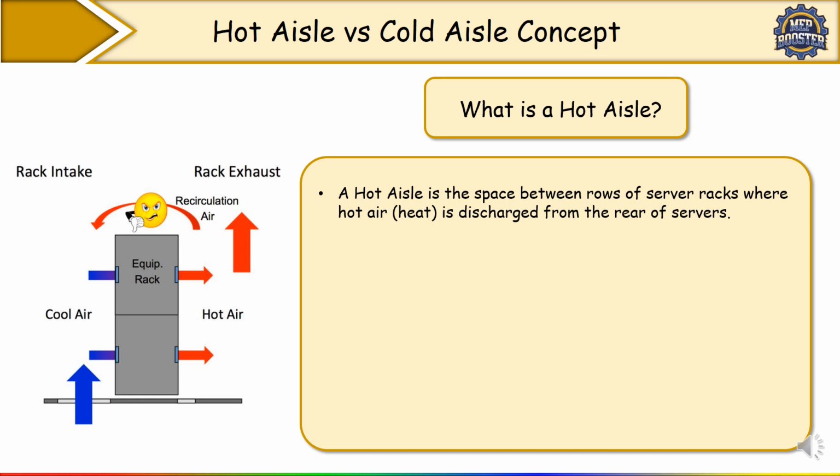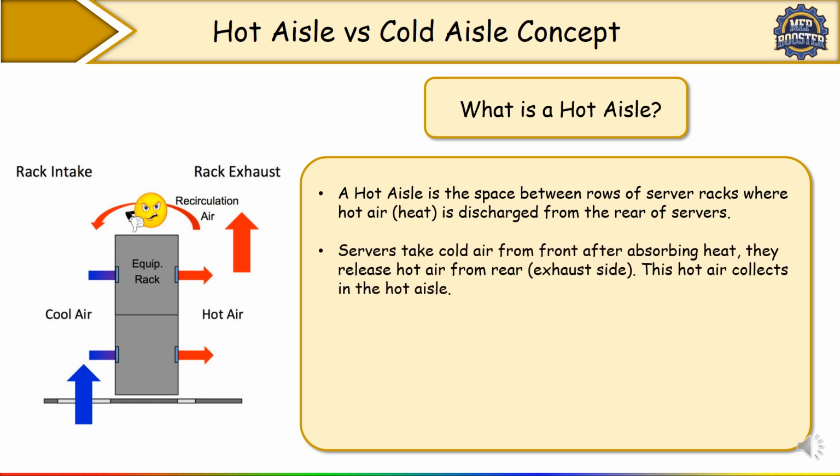The servers pull in cool air from the front. After cooling internal components, they release hot air from the back. So this hot air is collected in the hot air sleeve. Simple. Okay. The next point is given here. Servers take cold air from the front and after absorbing heat, they release hot air from the rear. This hot air collects into the hot air sleeve as I discussed. Okay. Since all server backs face each other, all hot air is concentrated in one area, which is called the hot air sleeve, and this prevents mixing with cold air.